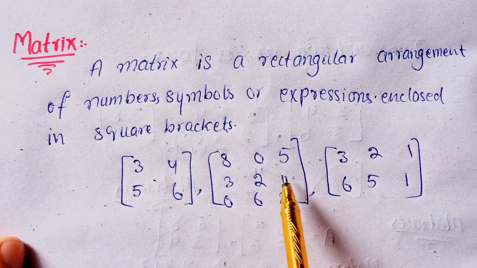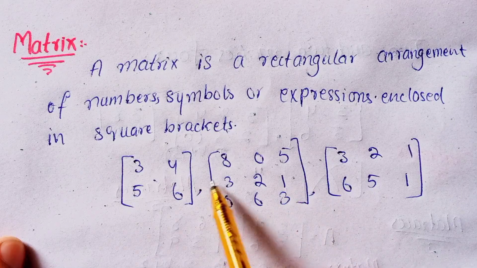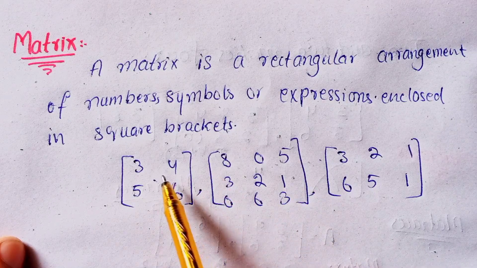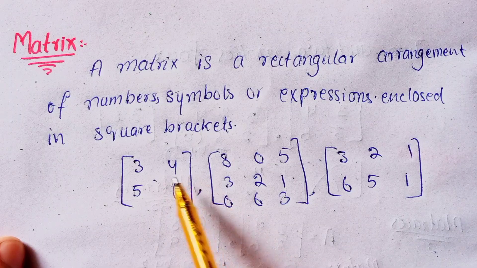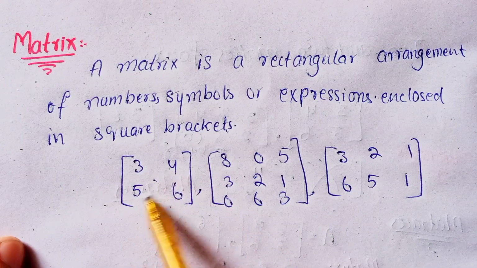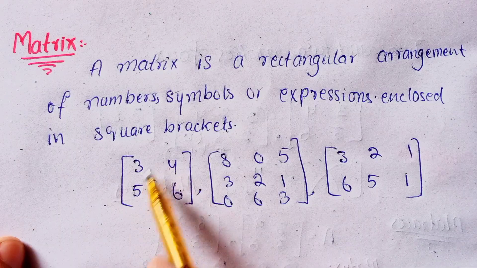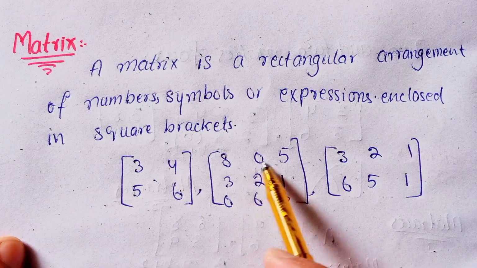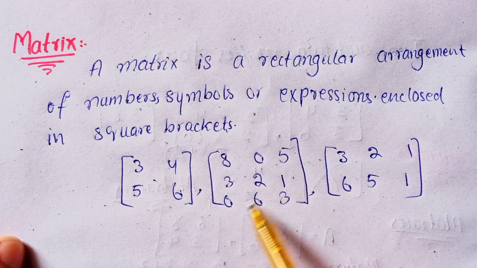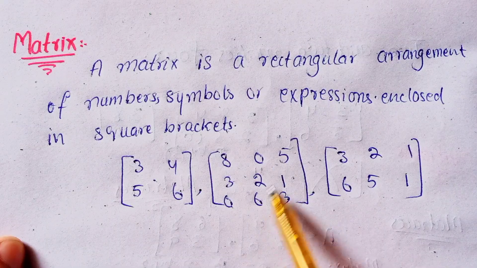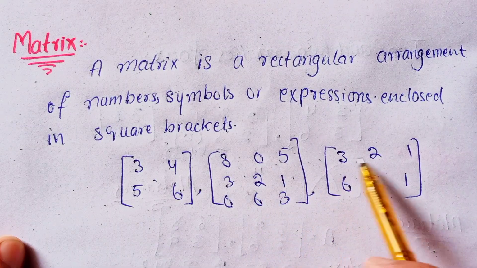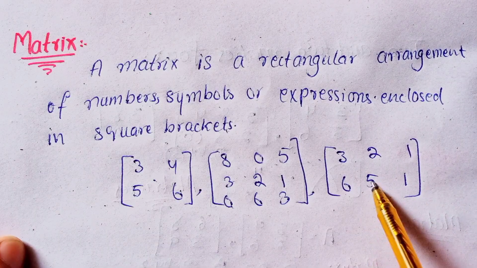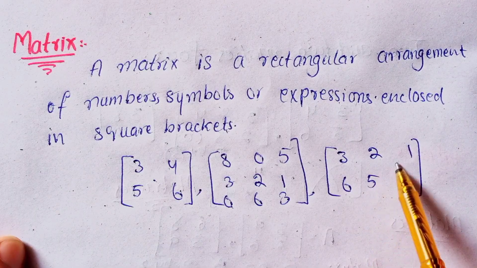Look at these matrices. These matrices contain numbers and square brackets. The numbers inside the matrices are called the elements or the entries of the matrix. For example, 3, 4, 5 and 6 are the elements or entries of this matrix. 8, 0, 5, 3, 2, 1, 0, 6 and 3 are the elements or entries of this matrix. And 3, 2, 1, 6, 5 and 1 are the elements of this matrix.